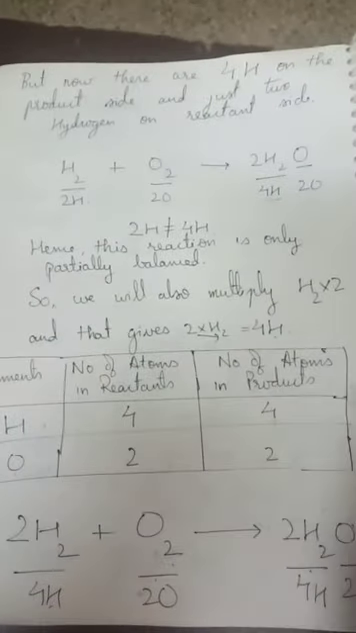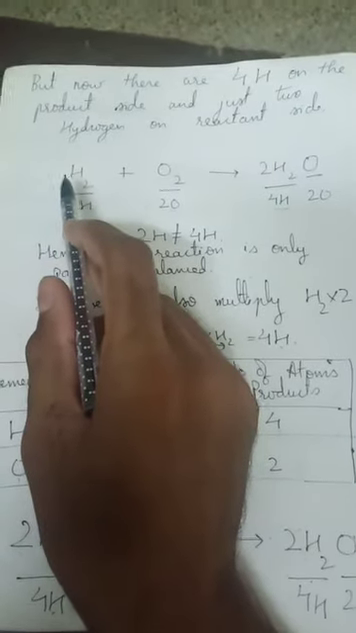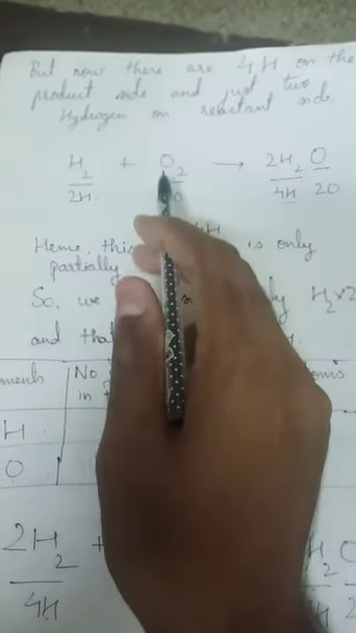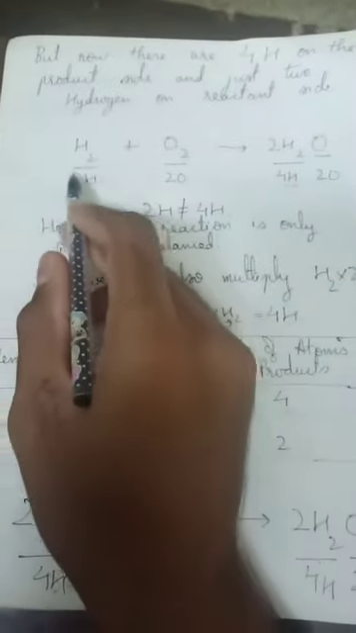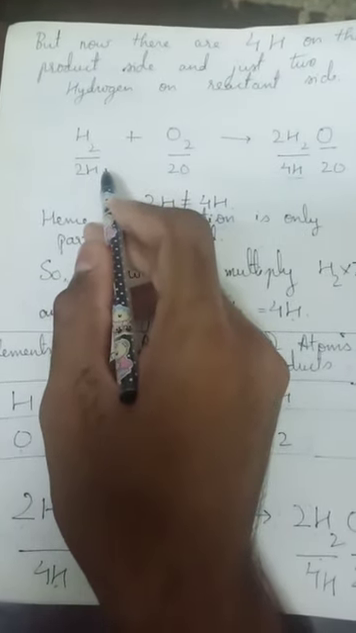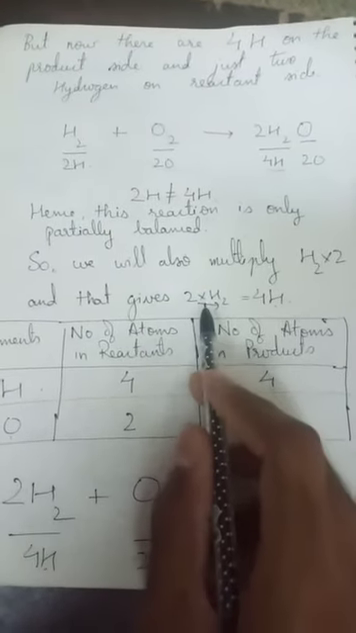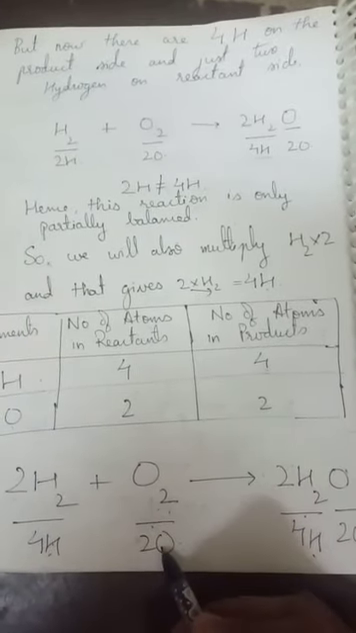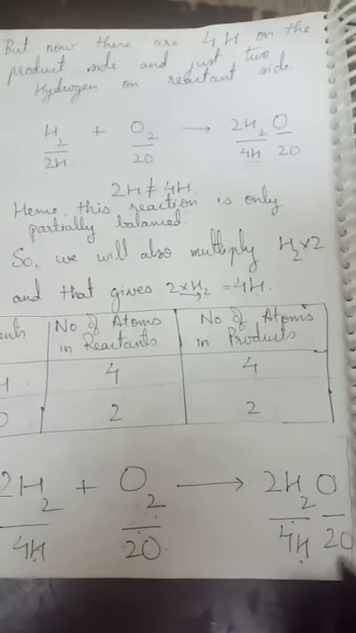So we will also multiply H2 by 2. If we do that, then we'll get 4 hydrogens and 2 oxygens here, 2 oxygens here. To make the whole reaction balanced, we need to multiply this H2 on the reactant side by 2. There are already 2 hydrogens here, so we need to multiply them by 2. Twice of H2 is 2 into 2, 4 hydrogens. So now it will be 4 hydrogens on the reactant side, 4 hydrogens on the product side, 2 oxygens on the reactant side and 2 oxygens on the product side.